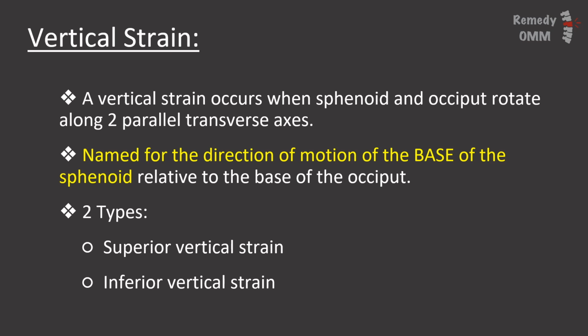A vertical strain pattern occurs when the sphenoid and occiput rotate along two parallel axes. Again, these dysfunctions will be named for the movement of the base of the sphenoid relative to the occiput. And here we have two types of vertical strains, superior and inferior.